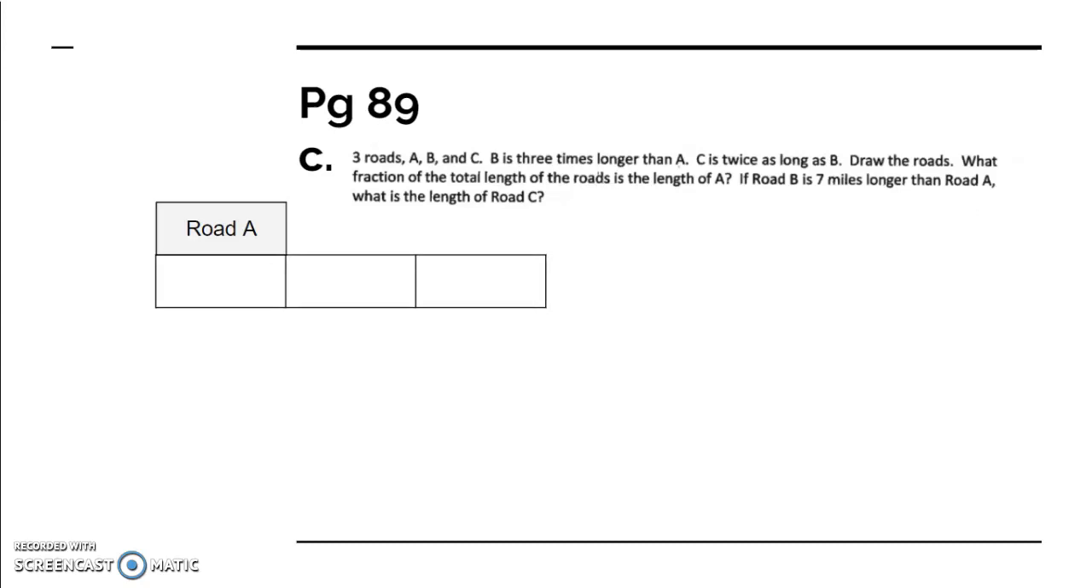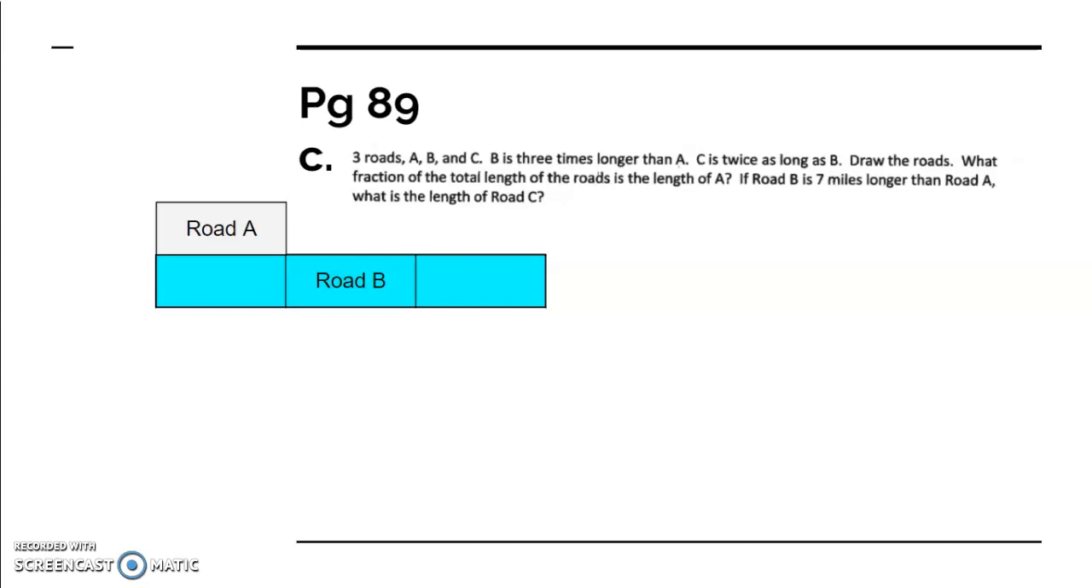So B is 3 times longer than A. I'm going to change the color a little bit so that I can see it as a separate road. Alright, poor road A. It's the smallest piece, the most basic piece, so I'm going to keep it as gray.